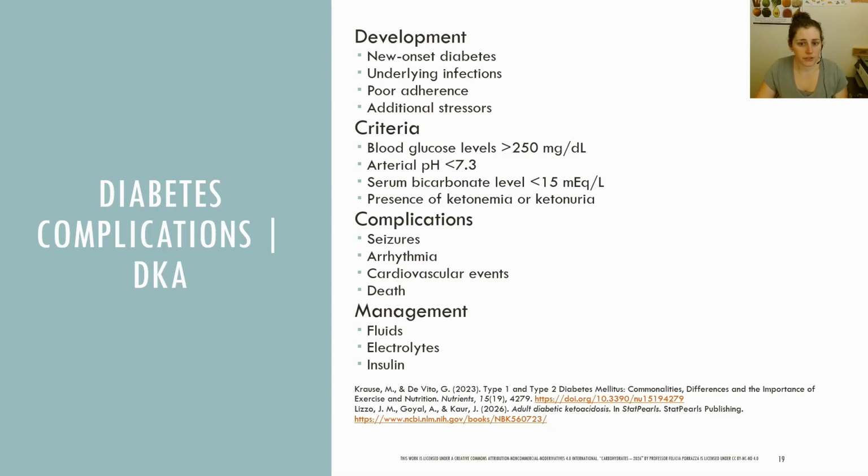Commonly accepted criteria for DKA include blood glucose levels greater than 250, an arterial pH of less than 7.3, a serum bicarbonate level of less than 15, and the presence of ketonemia or ketonuria. In acute DKA, the ketone body ratio increases from a reference range of 1:1 to as high as 10:1. The severity of DKA stems from its rapid onset and potential to cause significant morbidity and mortality if unrecognized or untreated. Hypoglycemia represents the most common complication during the treatment of DKA.